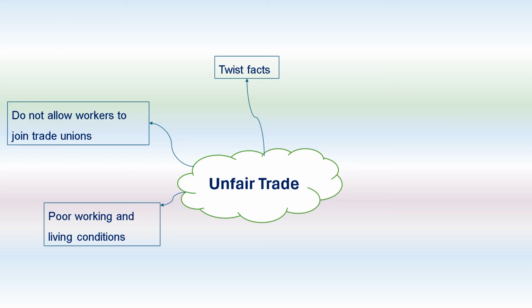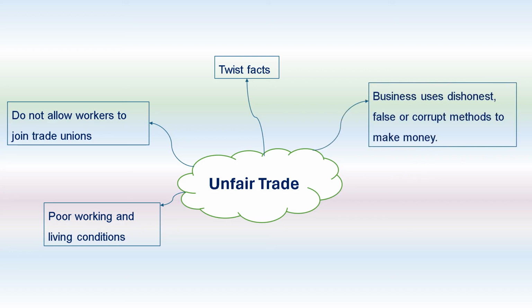Like, for example, they don't tell you the truth about the products and they give you false information, and that is part of unfair trade. Also, businesses use dishonest or corrupt methods to make money and they treat their workers harshly. So sometimes, even in businesses, people use dishonest practices to gain promotions as well. So it doesn't only have to be about products.